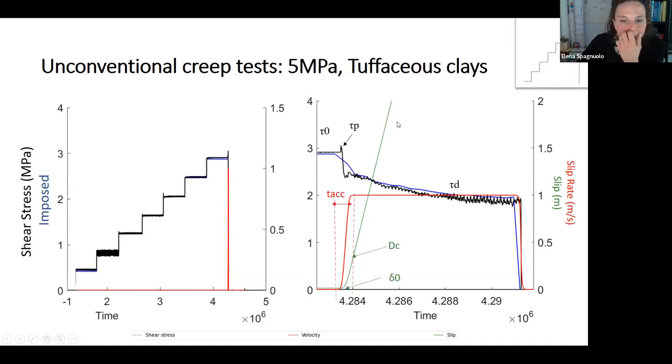We can measure quite a lot of parameters thanks to this kind of experiment, because we can measure the initial shear stress, we can measure the peak in shear stress, we can measure the dynamic shear stress, but also the TH, which is the time it takes to go from an initial velocity to the final velocity. And then we can define also parameters related to slip. So for example, the slip which is required to accumulate before this event, and the D sub-C, which is the classical slip weakening distance.